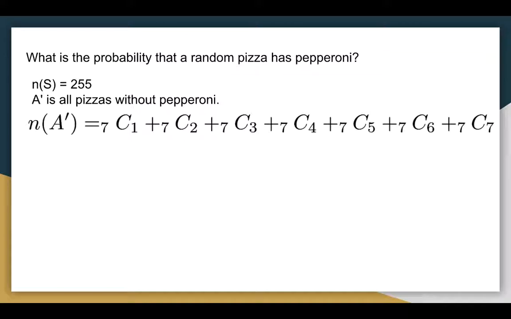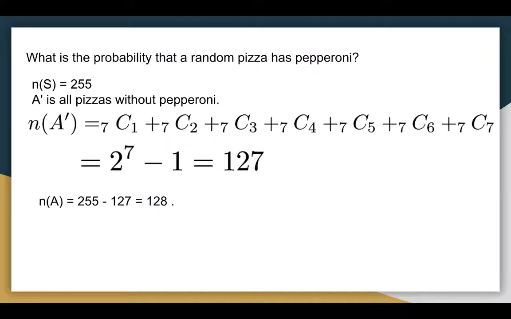And that's the 7th row in Pascal's triangle. If we subtract 1, we lose 7 choose 0, and we get 127. And n of A would be 128. So 255 minus 127 is 128. That's just the difference, and your probability is 50%.